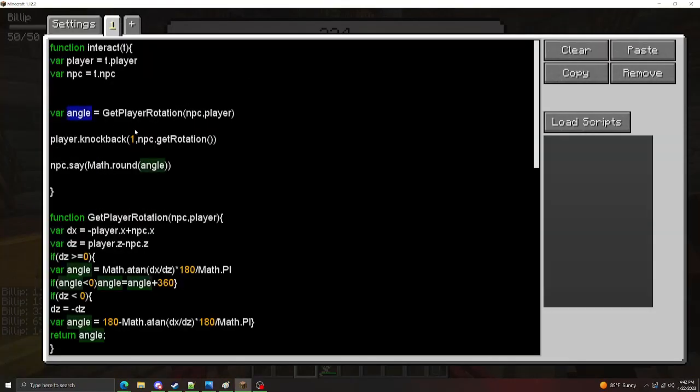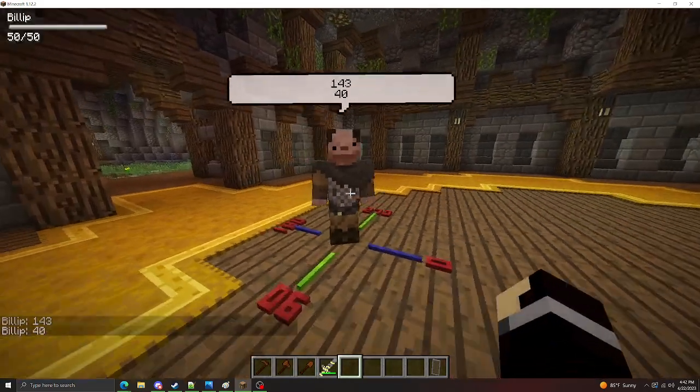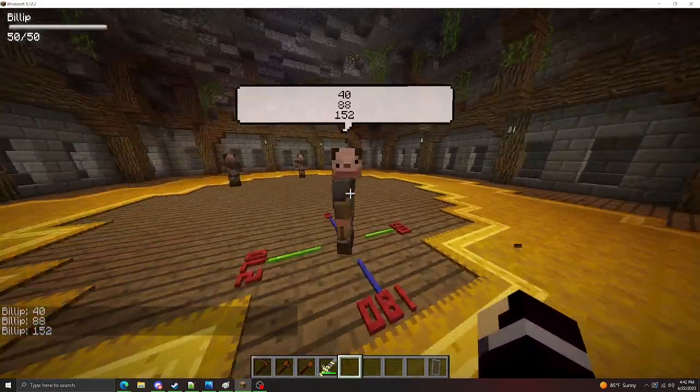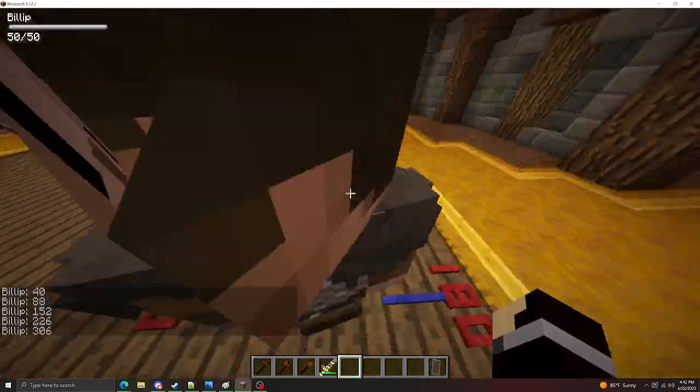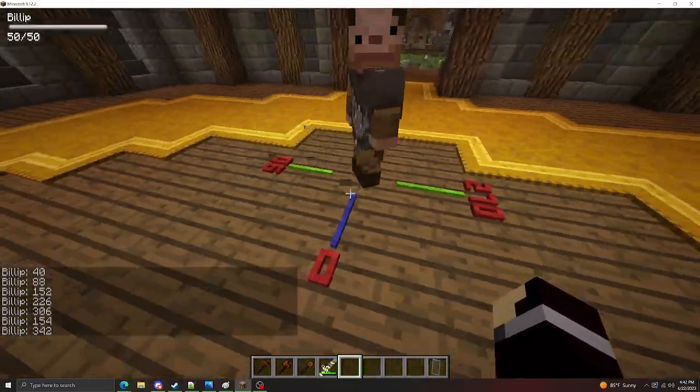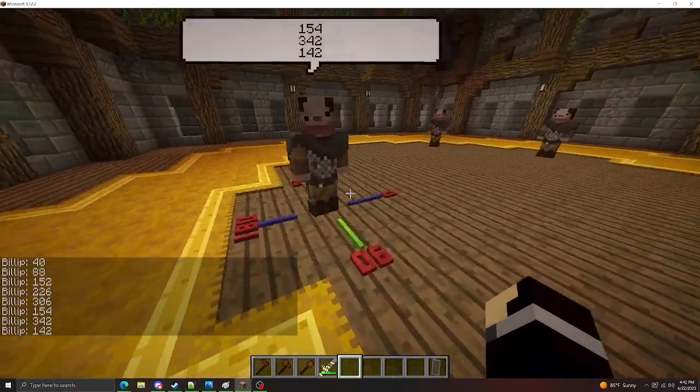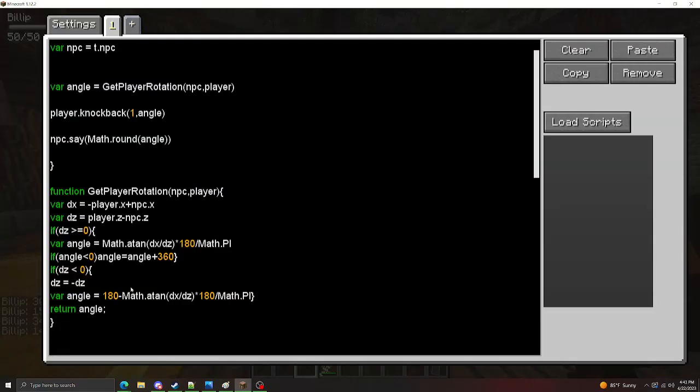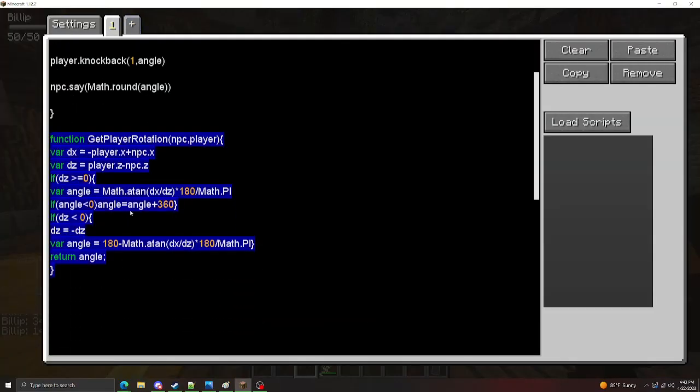But if we were to give it this angle that we get using our get player rotation, this is always going to push us away from the NPC, no matter where we are. Every single time, we're going to go straight away from the NPC. Even if we kind of go through him, it's going to push us away, which just feels much better in gameplay. That's our get player rotation function. That's the second function we're doing.